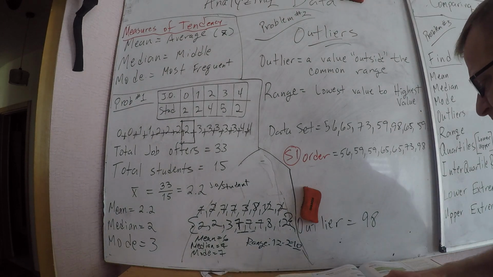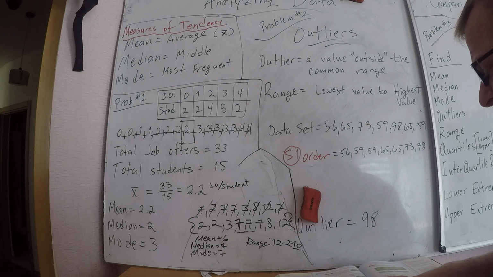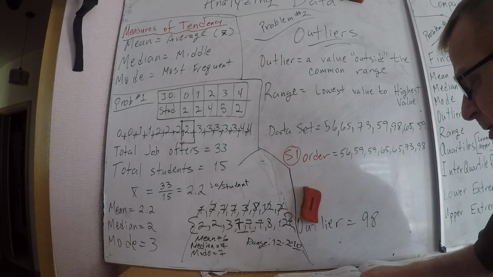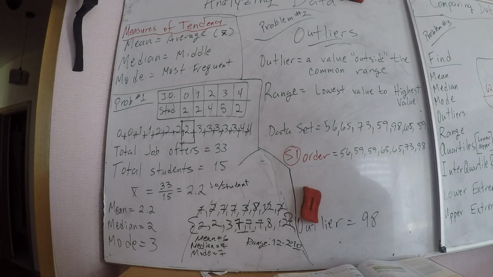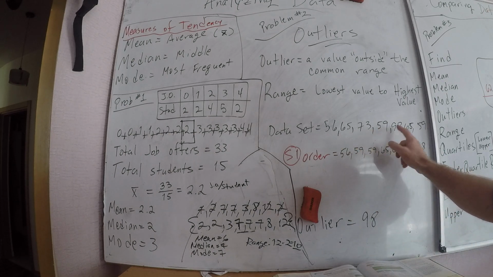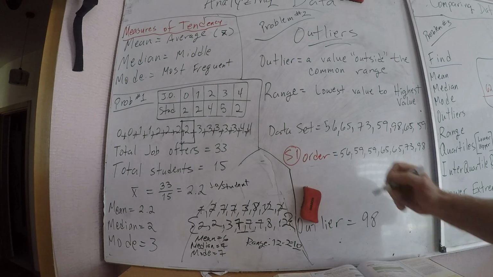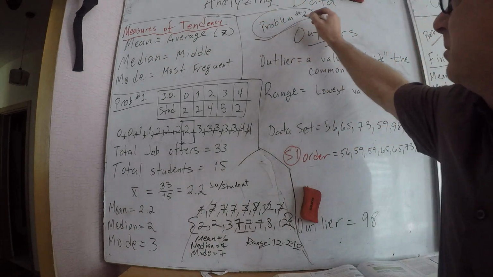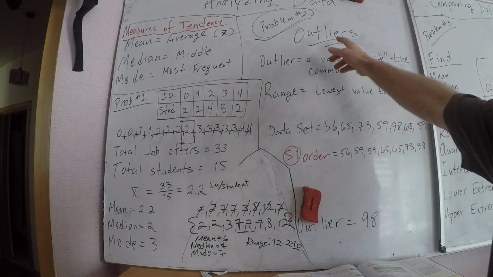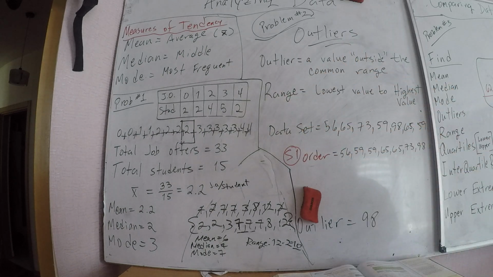Number 2, identifying an outlier. Multiple choice. Which is an outlier for this data set? They give the values of 56, 63, 79, 59, 98, 65, and 59. Okay, this is problem number 2, and I already explained outliers, range, and data set, right?